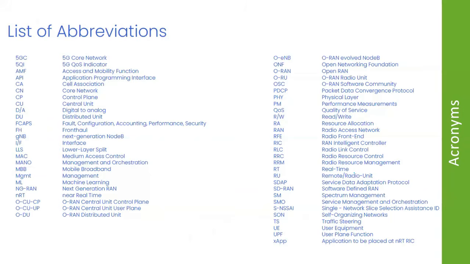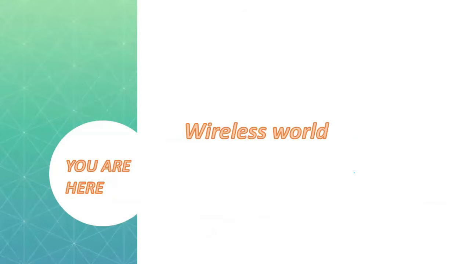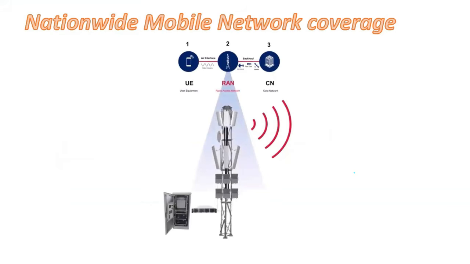So this is a list of abbreviations we will use here. So let's move to the wireless world. To set the stage, let's talk about mobile network coverage, right? I know everyone must know about it, but we must revise it before jumping to IBS because it will act as our base. So, radio access networks.